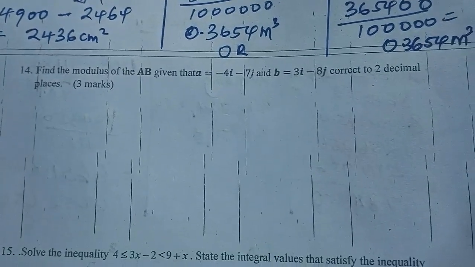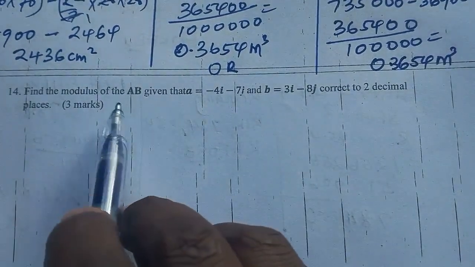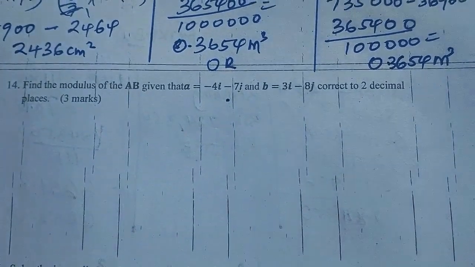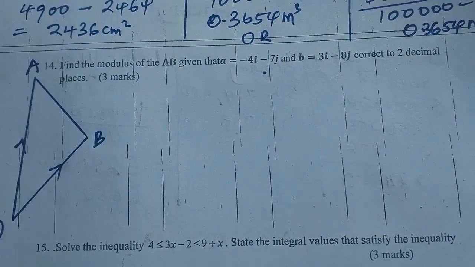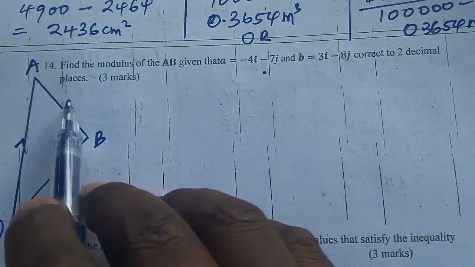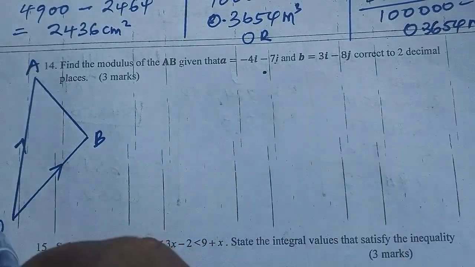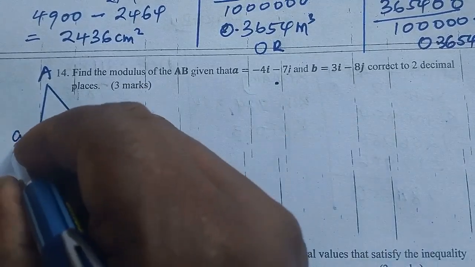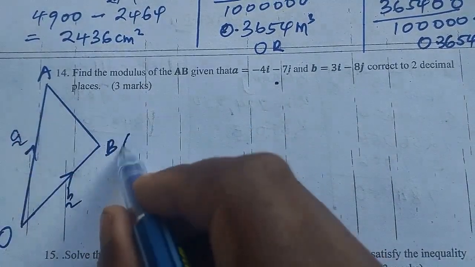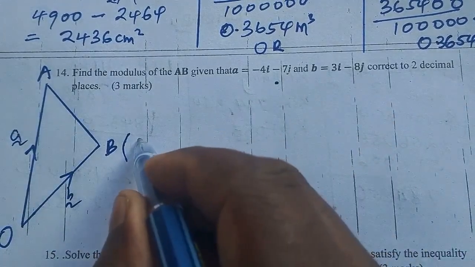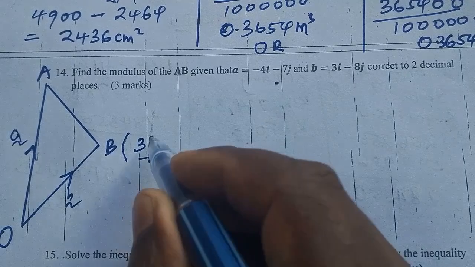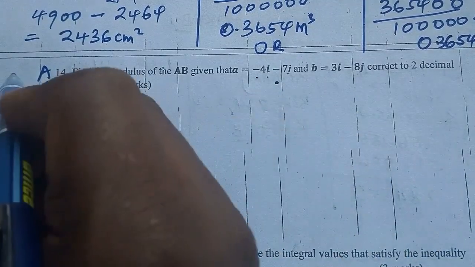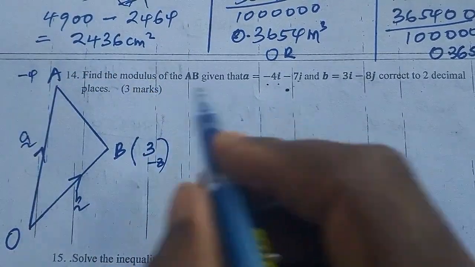Find the modulus of AB given that A is equal to this and B is equal to this. Correct to 2 decimal places. This question, it is a positional vector. So we start with origin O. So this is vector A and this is vector B. So meaning here it is the same as 3, -8. I've changed it into a column vector. And I can also write this one as a column vector, which is -4, -7. That is a column vector for that.